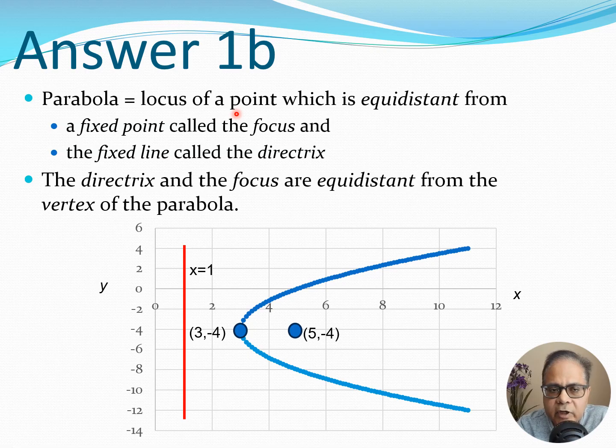So the parabola is simply going to be the locus of the point which has the same distance from this focus and the directrix. Now the directrix and the focus are also equidistant from the vertex of the parabola. So you can see here that if we look at the vertex, this is at the same distance here, that is 2, and here also the distance is 2. So this distance is supposed to be equal for the parabola.